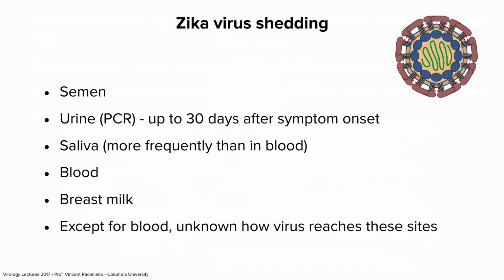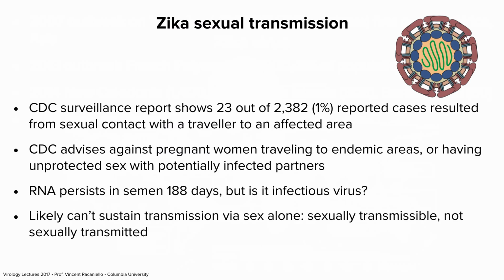It is shed in a number of fluids: semen, urine, saliva, blood, breast milk. We don't know how virus gets to these sites. We don't know the risk for shedding at these sites. In addition, we know that mosquitoes, of course, pick up the virus from blood. We don't know if there's any transmission via saliva or urine. We believe there is sexual transmission by semen, but it's probably very, very low frequency.